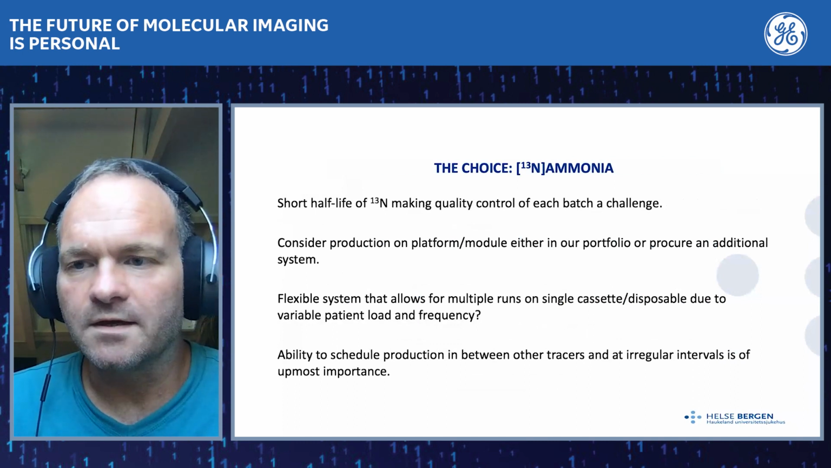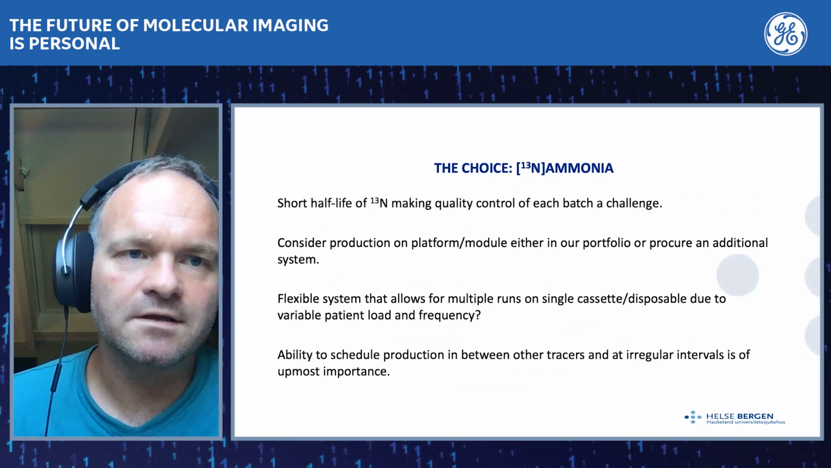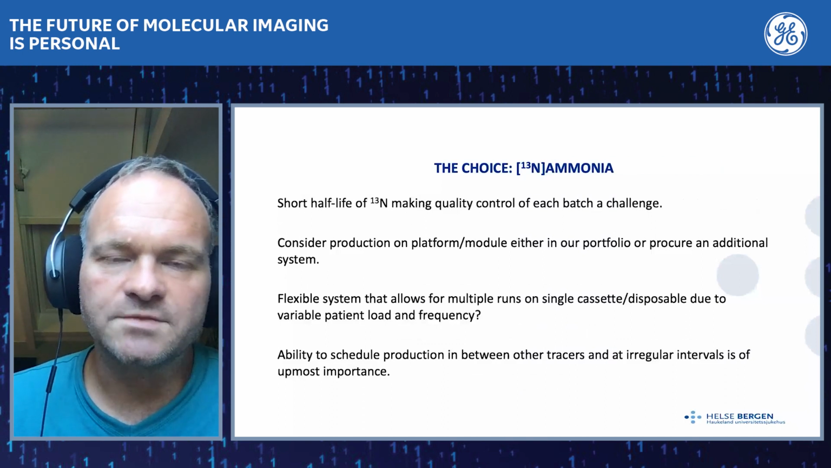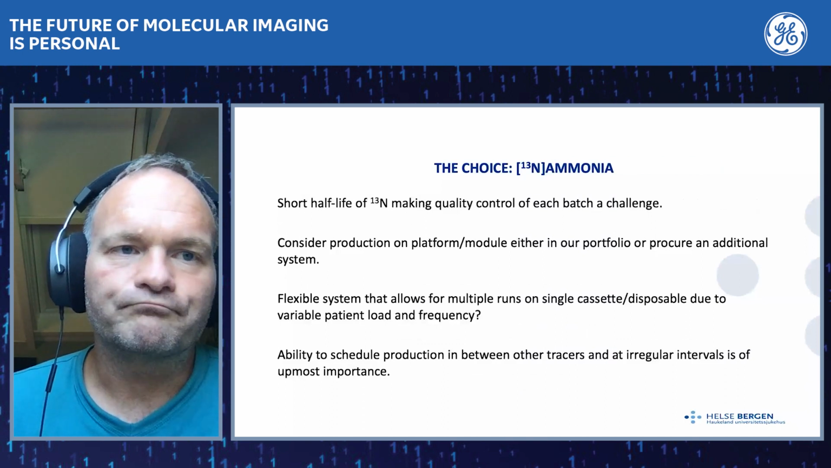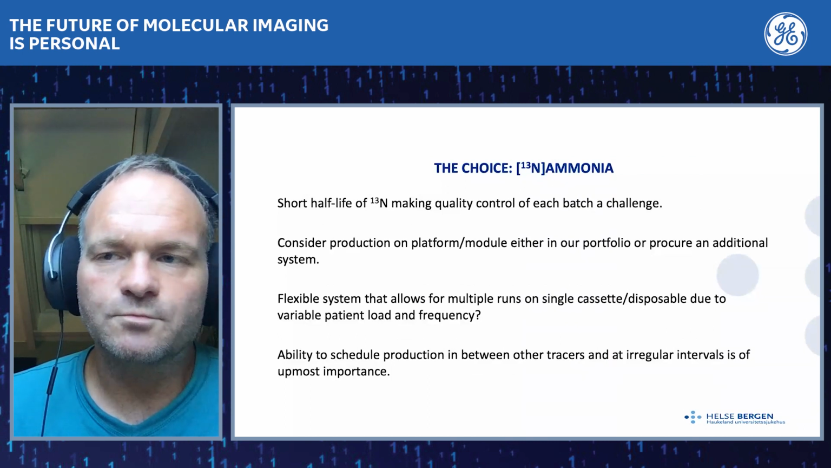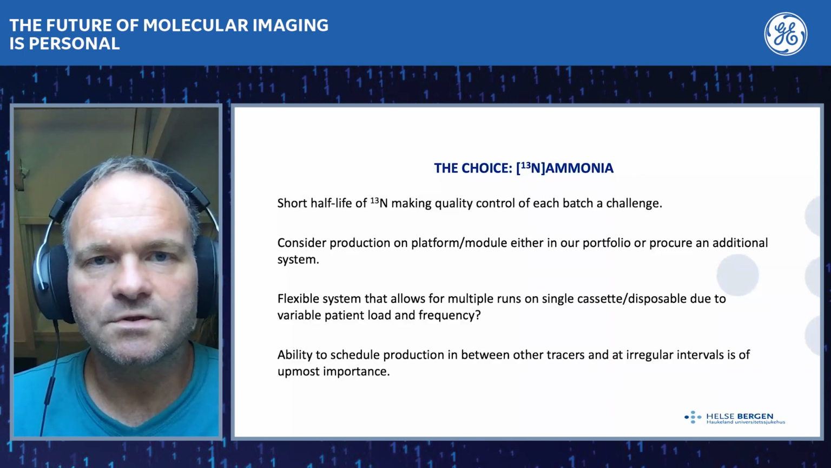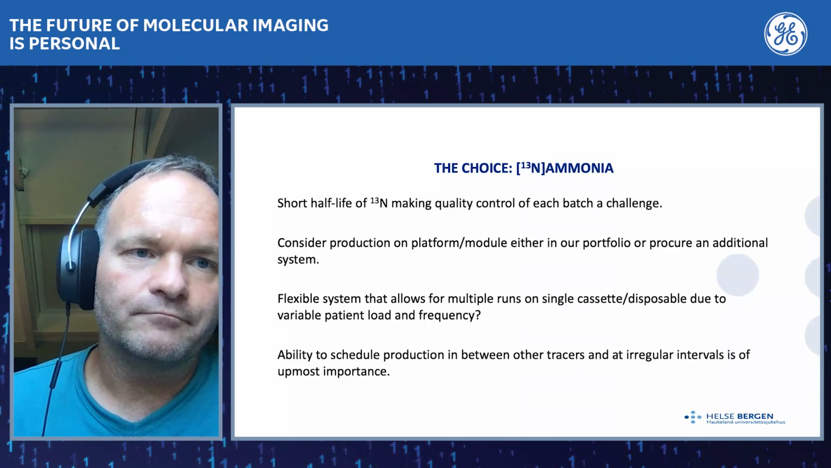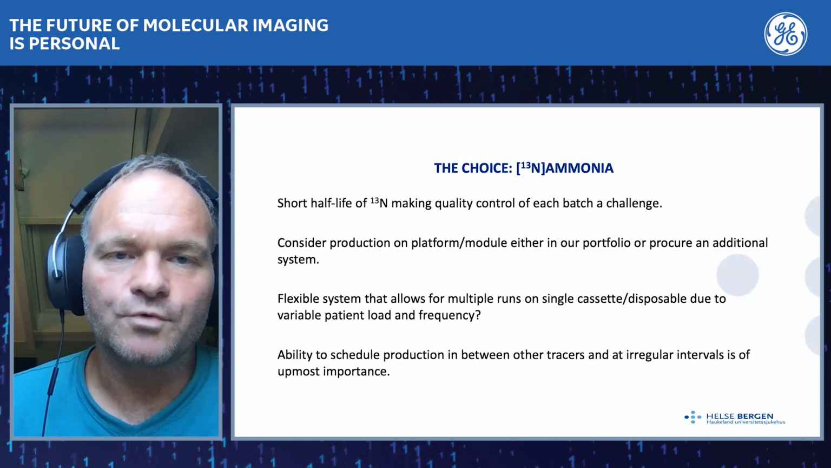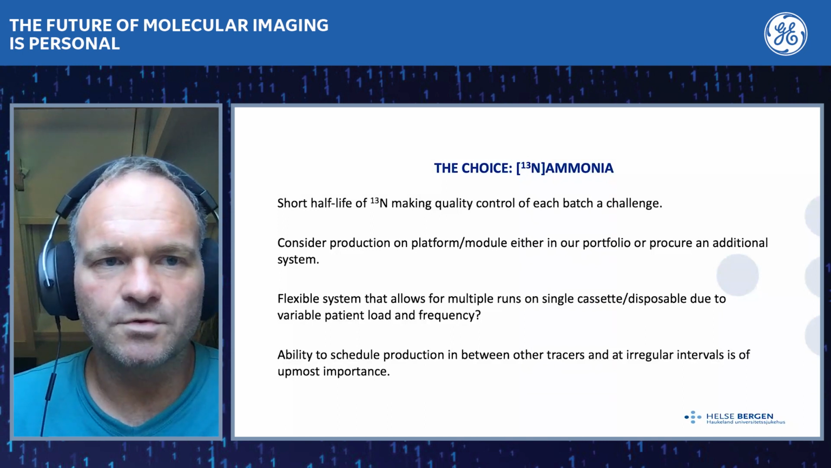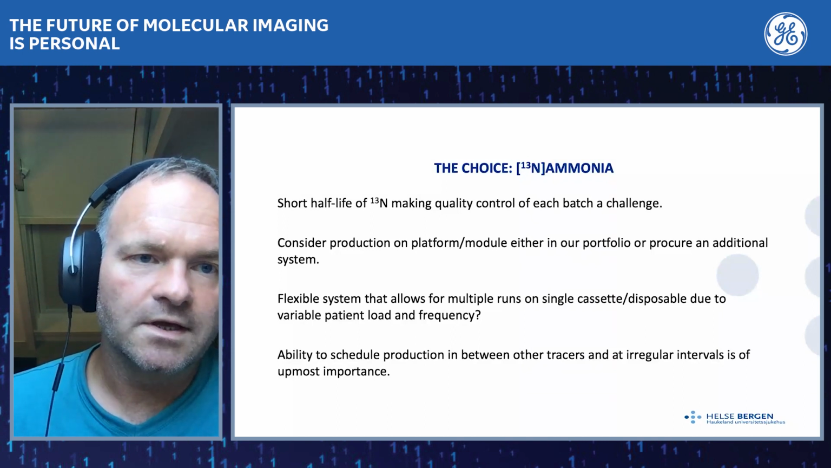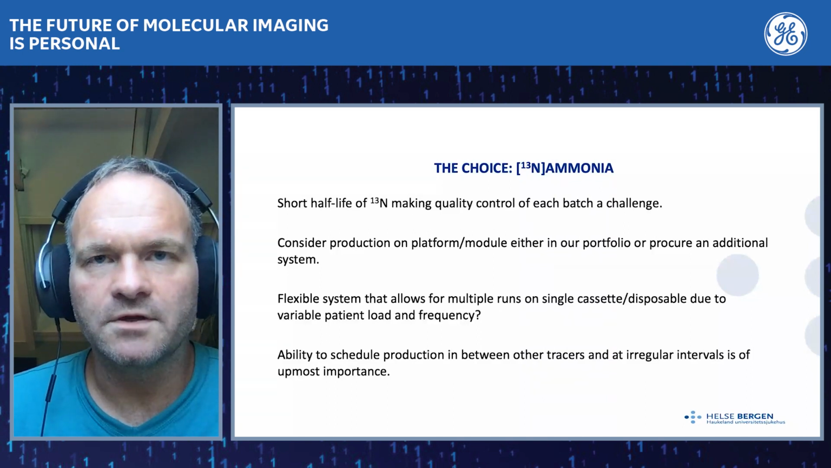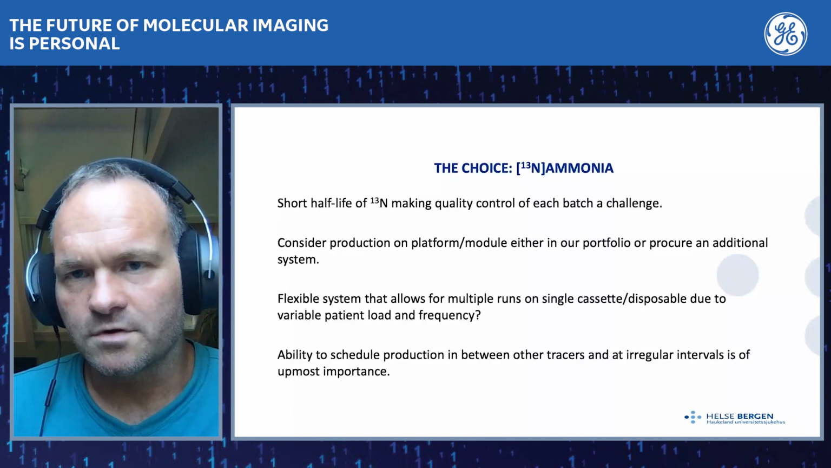but there were some potential pitfalls, and that was the short half-life of nitrogen 13, making quality control of each batch a challenge. We would consider which production platform we would use, or even procure an additional system. A flexible system that allows for multiple runs maybe, or a single cassette or disposable had to be considered. And also the ability to schedule the production in between tracers at irregular intervals was also of importance.